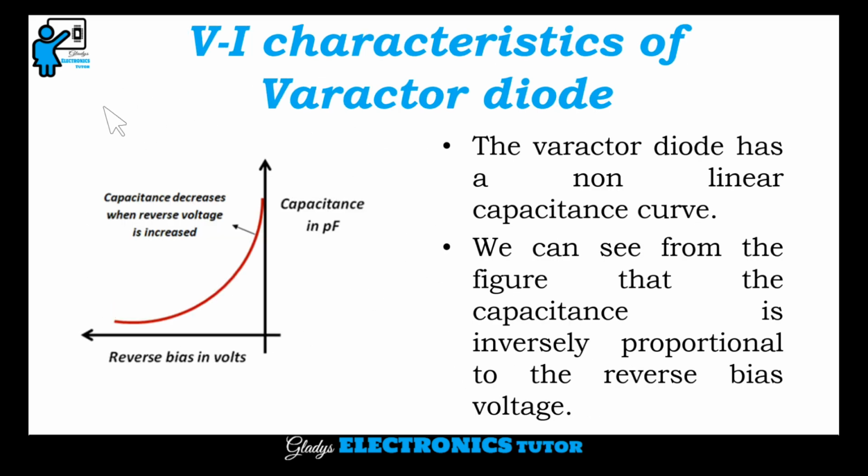So this is the VI characteristics of varactor diode. The varactor diode has a non-linear capacitance curve. So we can see from the figure that the capacitance is inversely proportional to the reverse bias voltage. So when the reverse voltage is increased, the capacitance decreases.